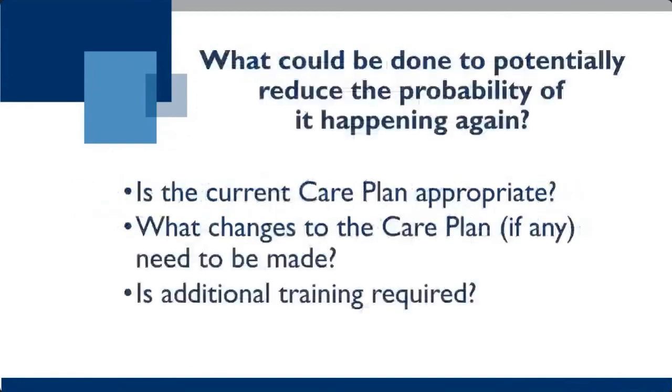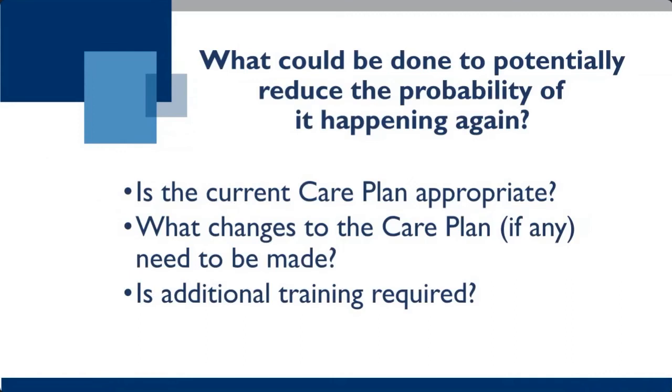Right, what could be done to potentially reduce the probability of it happening again? Well, that's kind of the whole post-incident review process intent here, is to say, what can we do to minimize the potential, right? So is the current care plan appropriate? Again, depending on the incident, whether or not the care plan is even relevant for the incident, we'd have to look at based on the situation. But one thing we need to do is check and make sure, is it right? If not, do we need to make adjustments to it? Do we need to make some changes? That's all stuff we need to take a look at when we're discussing the care plan.